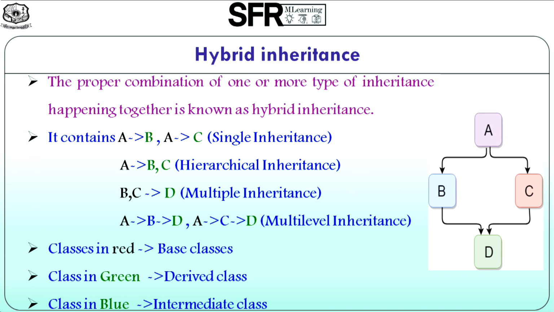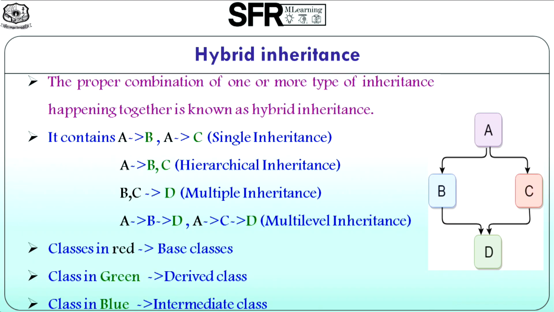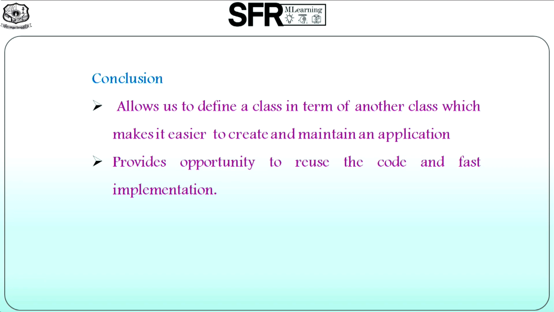The classes in red are base classes, green are derived classes and blue are immediate derived classes. In hybrid inheritance, we inherit in the example in this program. Class A is a base class, we inherit class A in B and C, and then class D is a combination of B and C.